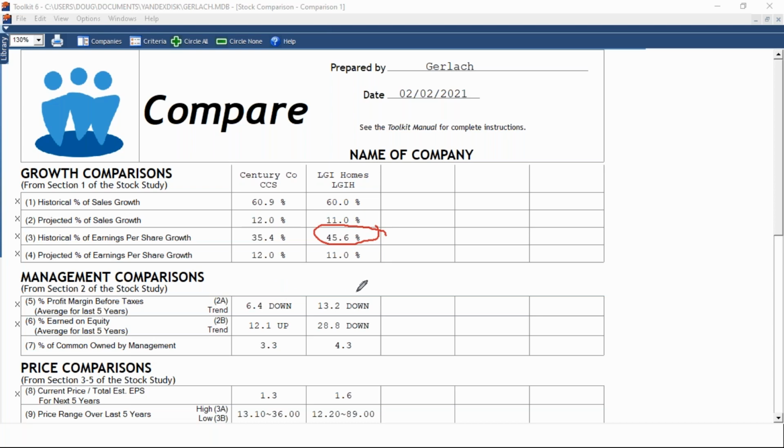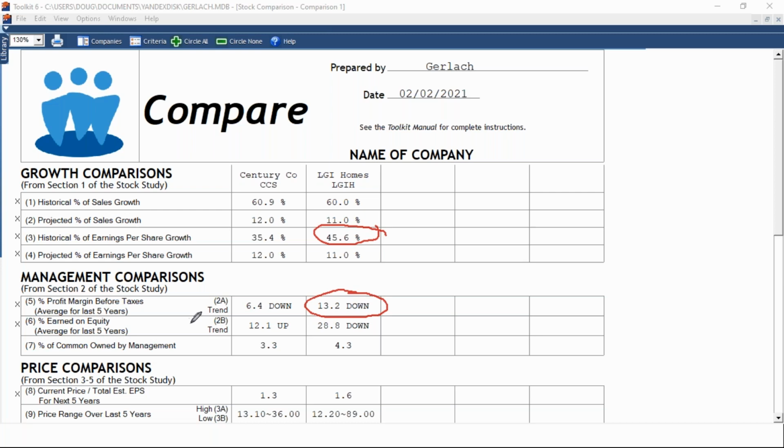On the profit margin, LGI Homes definitely has a higher profit margin. Both are seeing their margins contract a little bit, but they are definitely the better, have the higher margin. This is actually one of the highest profit margins in the residential construction industry, for the entire industry.